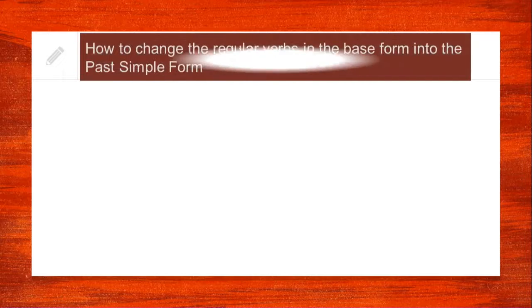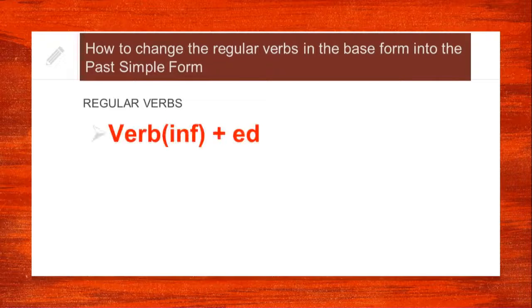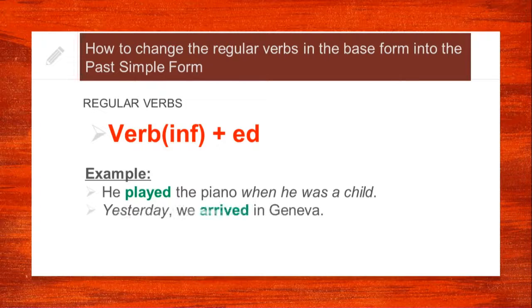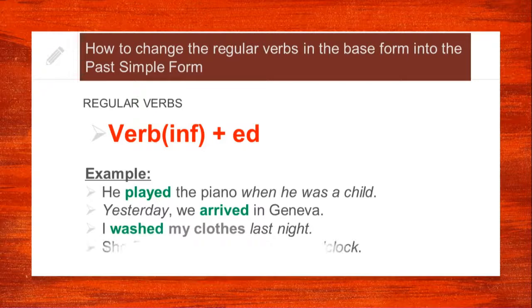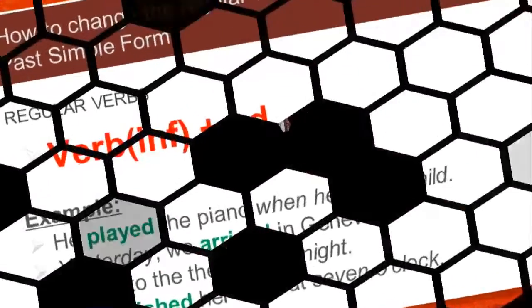Then we move on to the next part. How to change the regular verbs in the base form into the past simple form. For the regular verbs, we simply use the infinitive form of the verb and add ed. For example, he played the piano when he was a child. Yesterday, we arrived in Geneva. I washed my clothes last night. She finished her work at 7 o'clock.